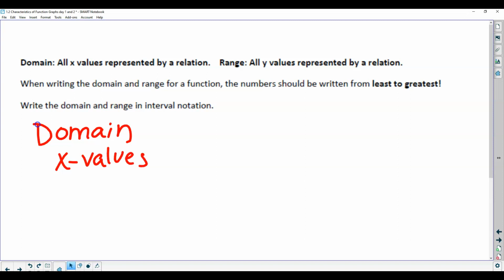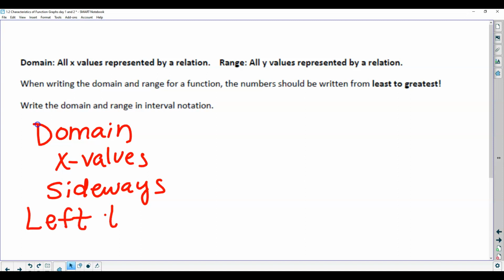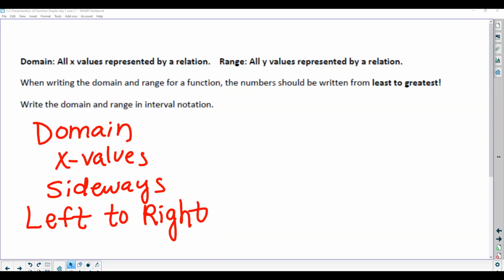Also remember x values are sideways movements. And the way that we're going to talk about sideways movement, it's always from left to right. And then range is going to be on the flip side.